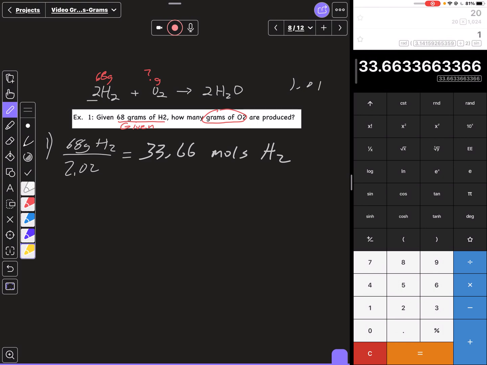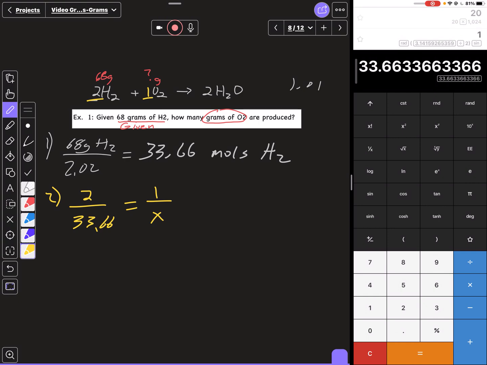Alright, so my next step is to go from moles of H2 to moles of what I'm looking for. What I want is grams of O2, but I've got to find moles first. So I'm going to go moles of H2 to moles of O2. I use my balanced equation. The coefficient for H2 is 2. I put that 2 over 33.66 equals the coefficient in front of O2, which is 1, so that will be 1 over X. And X is going to give me moles of O2 that can be produced from 33.66 moles.